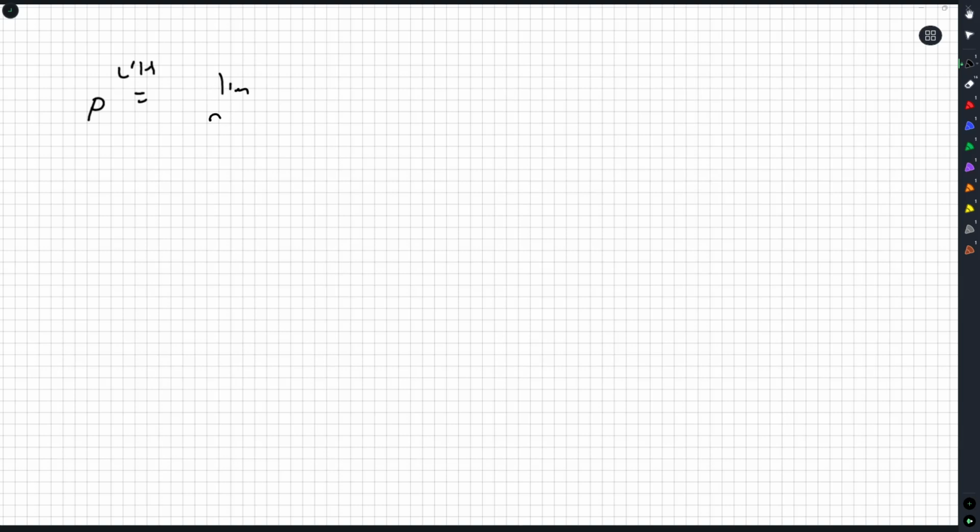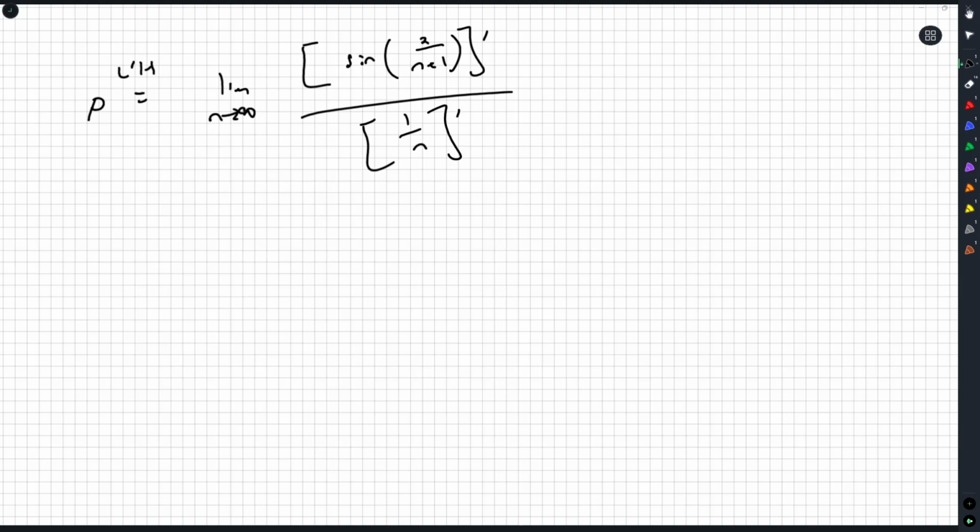It should be, assuming this limit exists, the same as the limit of the derivative of the top over the derivative of the bottom. Now, depending on how comfortable you are with your derivatives, this might go slow, this might go fast. On the bottom, at least, 1 over n is going to go to minus 1 over n squared.